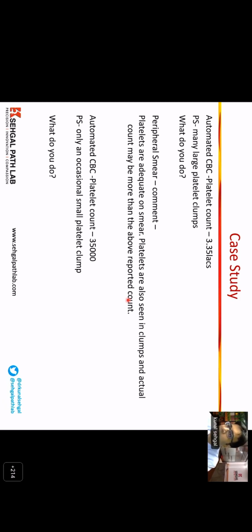So I approach it 2 ways. If you really want to report the count, please put a big disclaimer of how you're reporting it. If there are multiple clumps, please do not give the count. Say too many clumps on the smear. Accurate count is not possible and need a fresh sample.